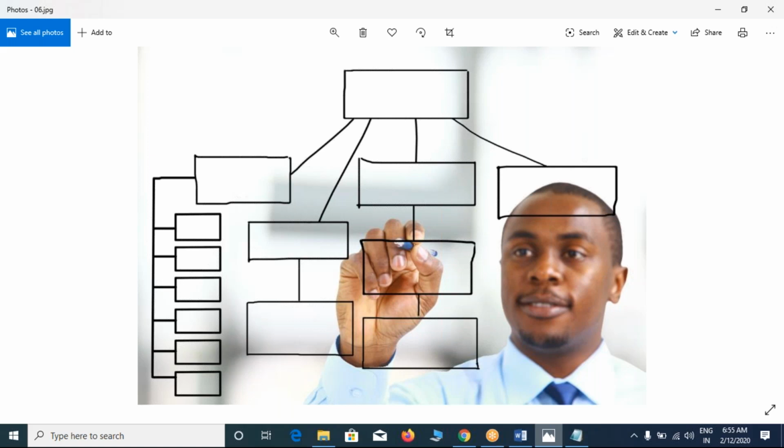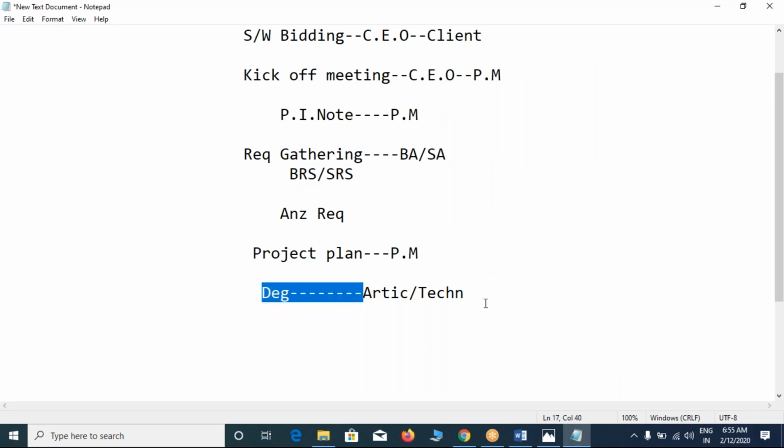Same like that, for the programmer or developer to develop the application, first of all, design should be done by the architect and technical team. They will design the requirements as two documents, such as high level design and low level design. Once again, guys, design is done by the architect or technical team. They will design two types of documents, high level design and low level design.